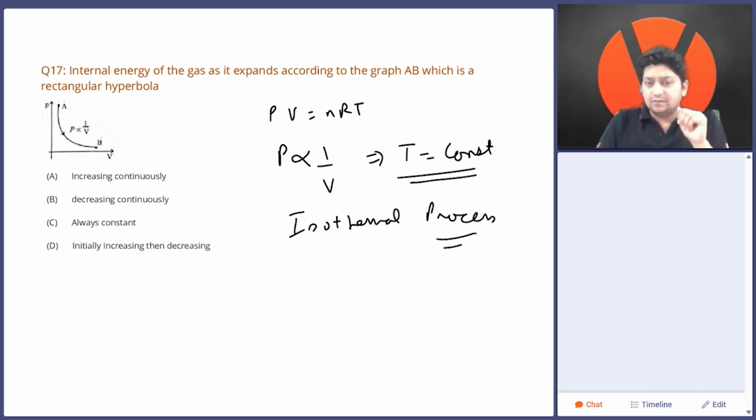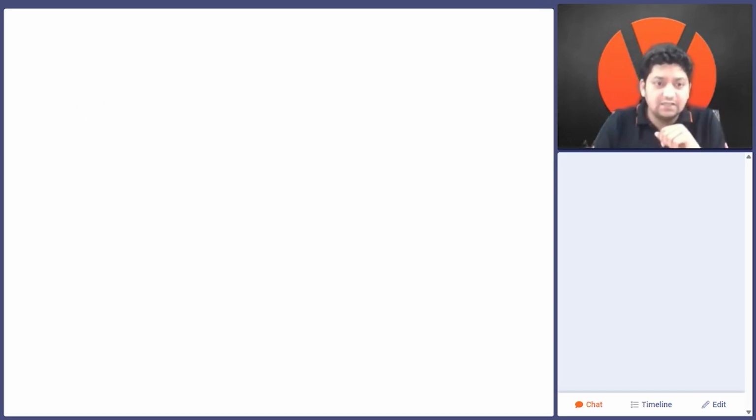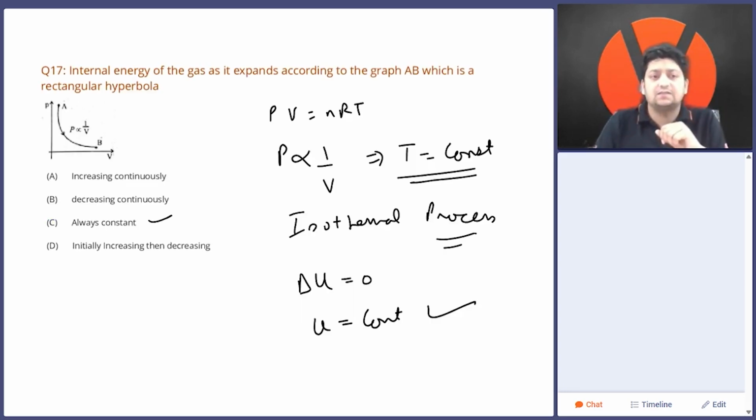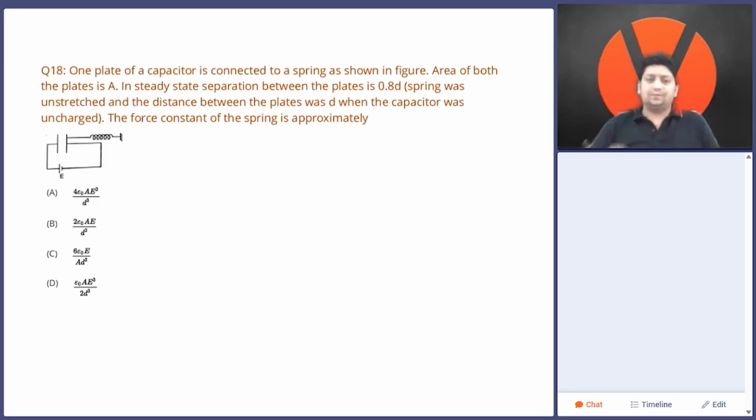The internal energy for an isothermal process does not change. Delta U is 0, so U remains constant. So internal energy will be constant. So option C will be the correct answer. Yes, in the case of an isothermal process, the internal energy remains constant. So this is the way of solving such type of question. Next question, let's move to the next question.